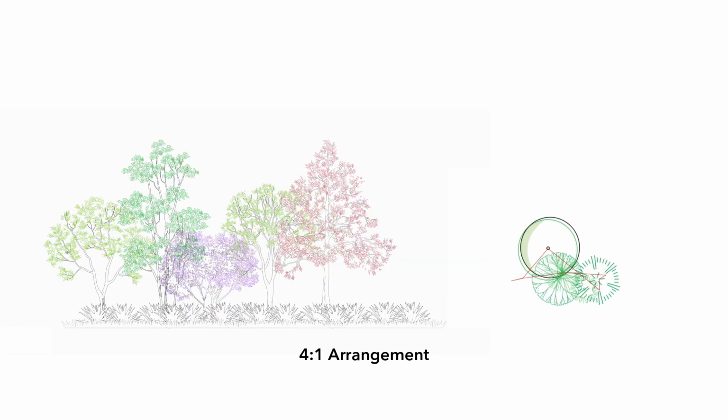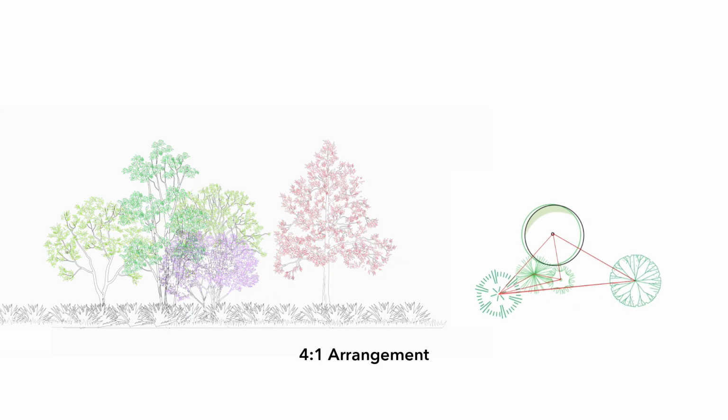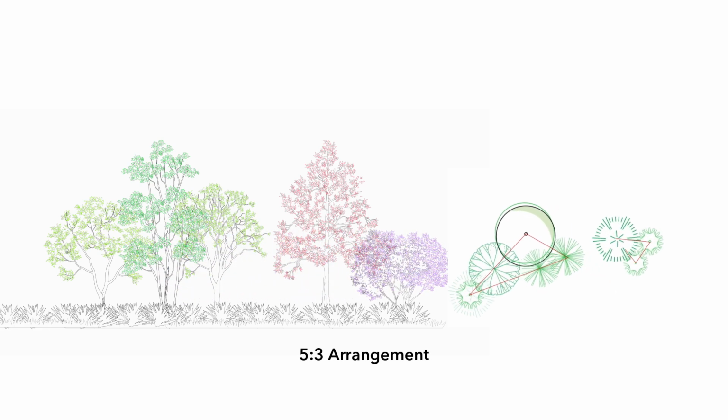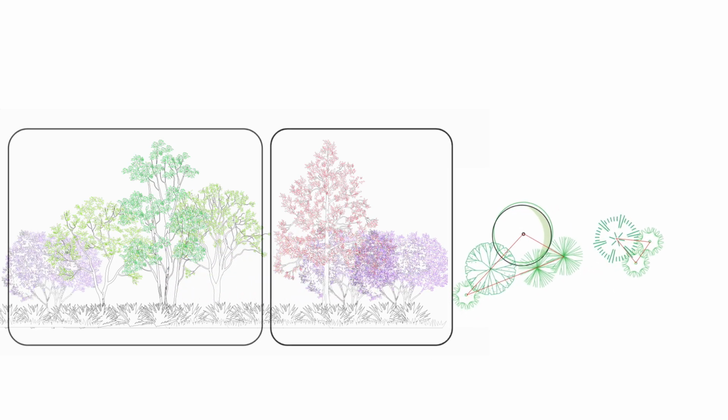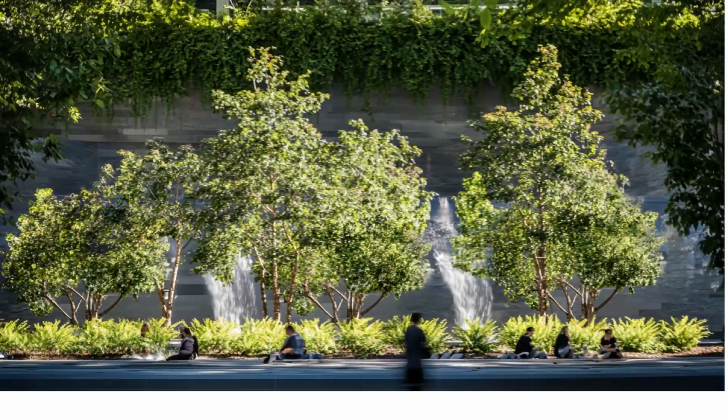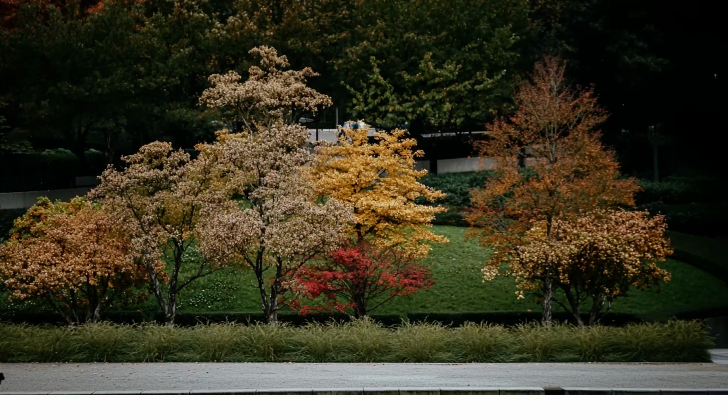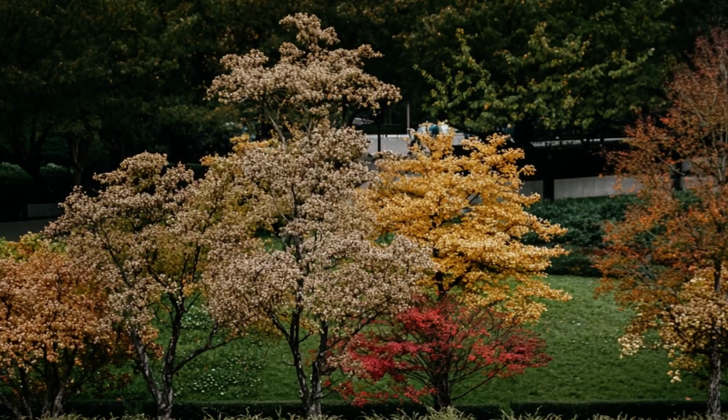The 4-1 or 5-3 arrangement is ideal for creating more substantial plant groupings. This method balances larger, dominant plants with smaller companion plants for a harmonious design. It's perfect for highlighting feature plants or anchoring a space, making it both functional and visually striking.